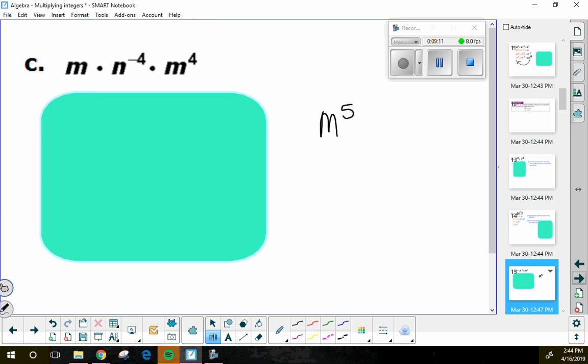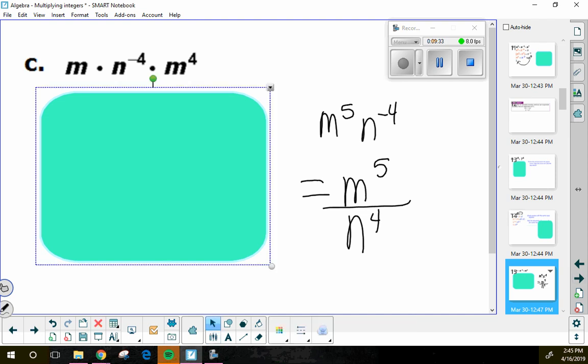So what it ends up being is this. And then you learned yesterday we can't have this. So the answer is going to be this: m to the 5th over n to the 4th. So we want to go back and add in the concept that we learned yesterday where we're not allowed to have negative exponents.